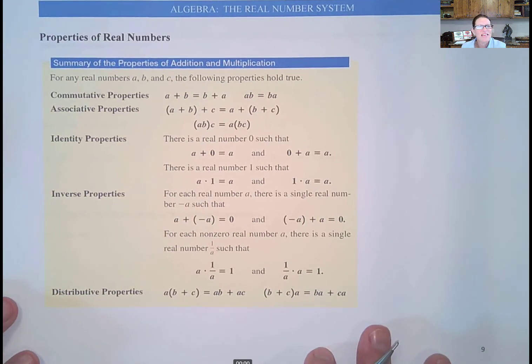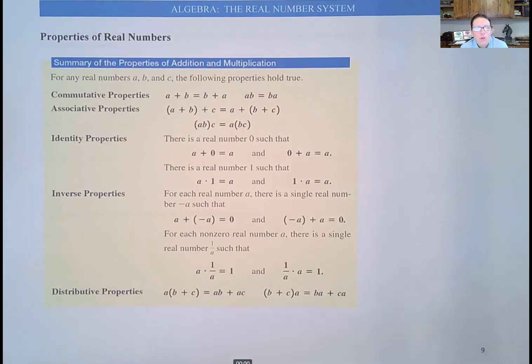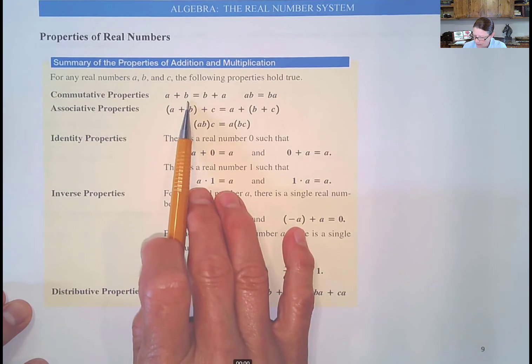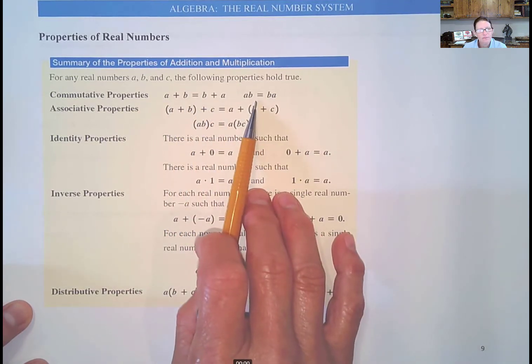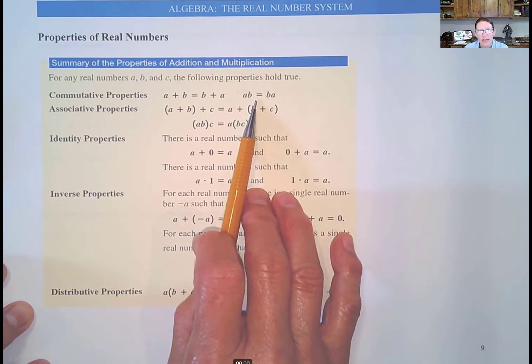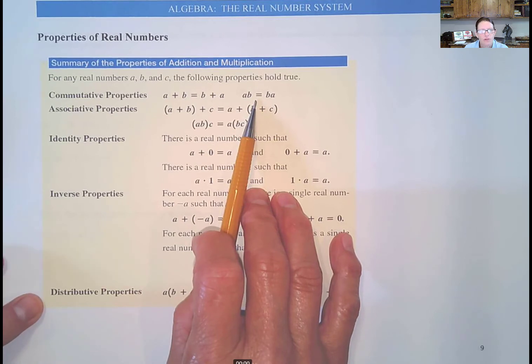Stay with me. Let's talk about properties of real numbers next. Okay, we've got some properties of real numbers that we get to use within algebra, in expressions and equations. First we've got the commutative properties of addition and multiplication. We can add or multiply in whatever order and get the same result.